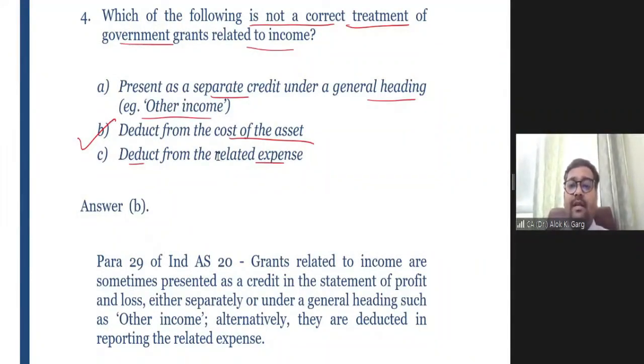Guys, Tejal, A is not the right option, na? So either you can present the government grant as other income. If it is a revenue nature grant, either you can show it as other income going by the gross approach, or you can deduct from the related expense. So these two are the right ones. But this is asking which of the following is not a correct treatment. So deducting from the cost of the asset is not a correct treatment. It is talking about the revenue nature grant. Okay.